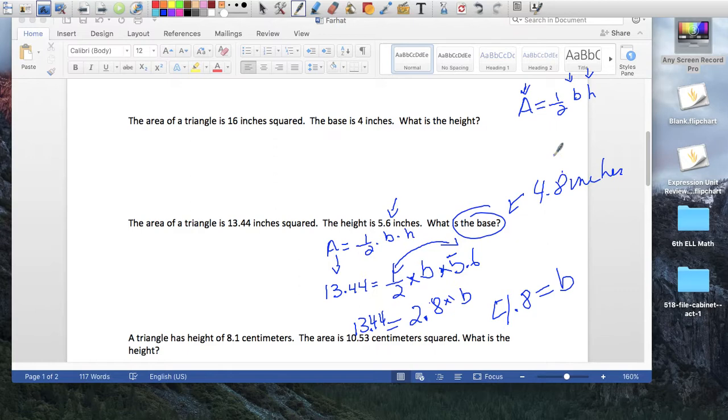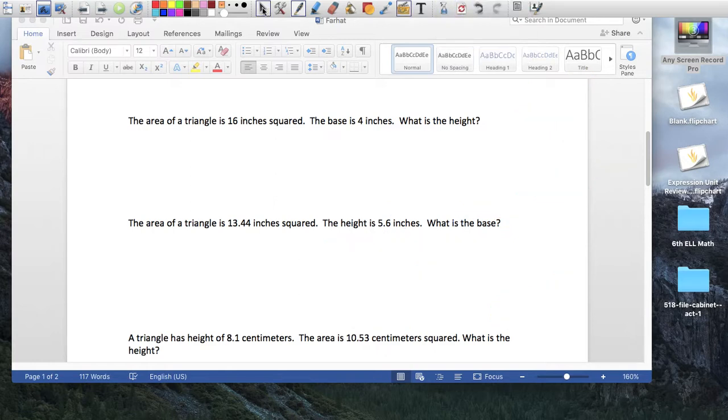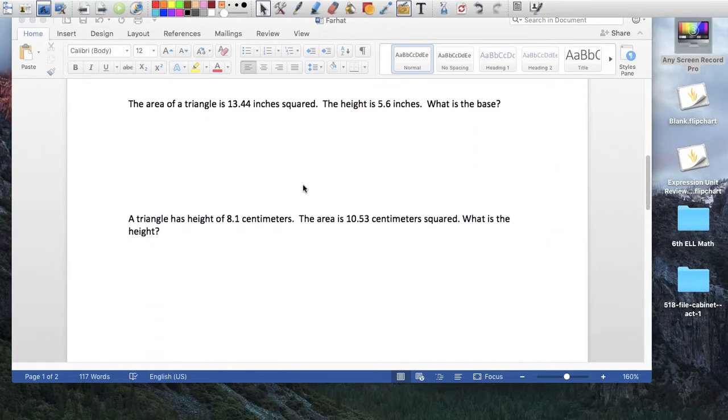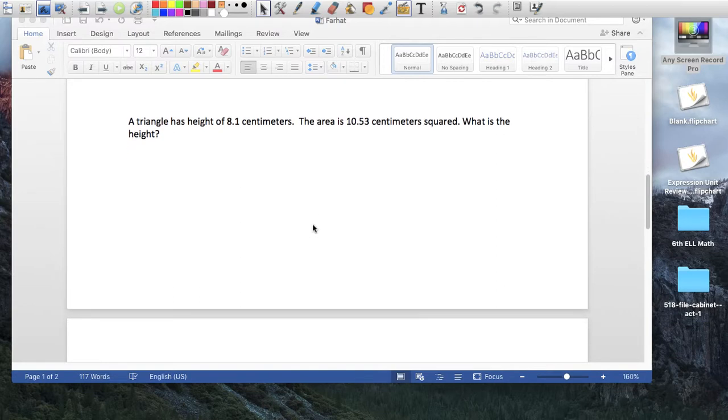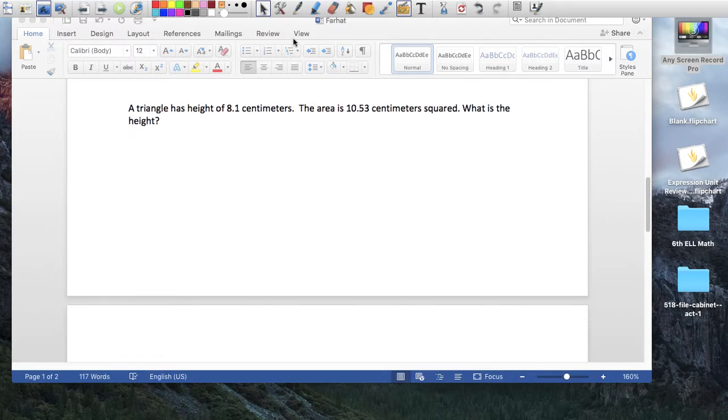Okay, so for the next 3 questions, stop, try it, and then compare your answers. You can stop the video anytime, try it on your own, and then check your answers. So again, the triangle has a height of 8.1, the area is 10.53. What is the height? Well, area is half times base times height.